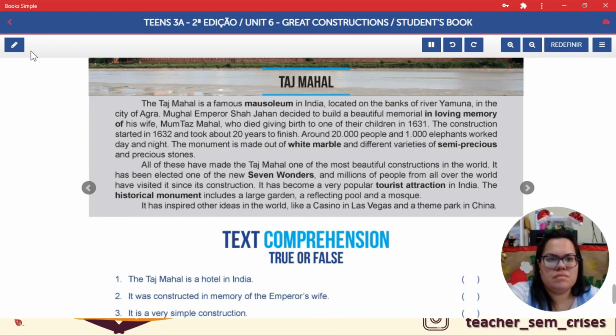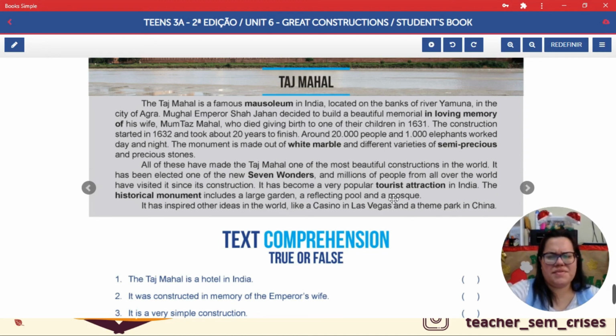visited it since its construction. It has become a very popular tourist attraction in India. The historical monument includes a large garden, a reflecting pool, and a mosque. It has inspired other ideas in the world, like a casino in Las Vegas and a theme park in China.